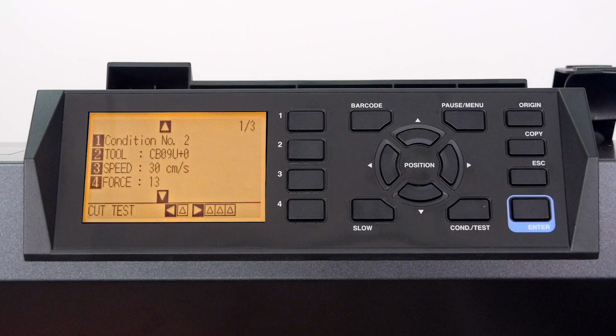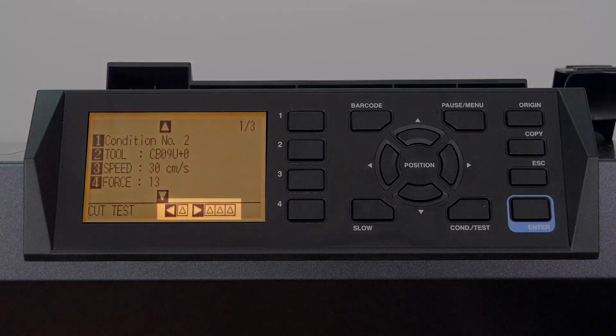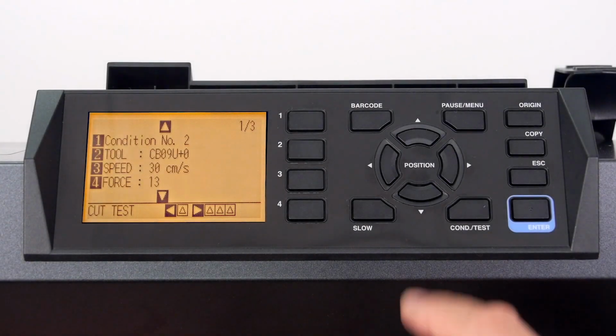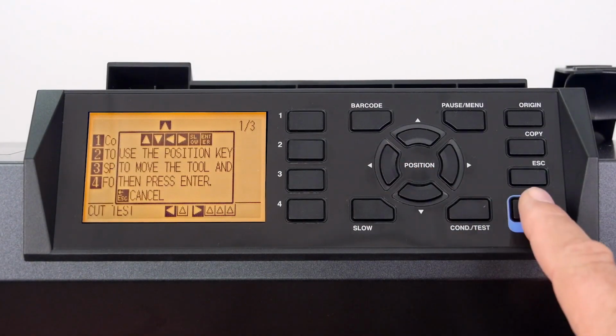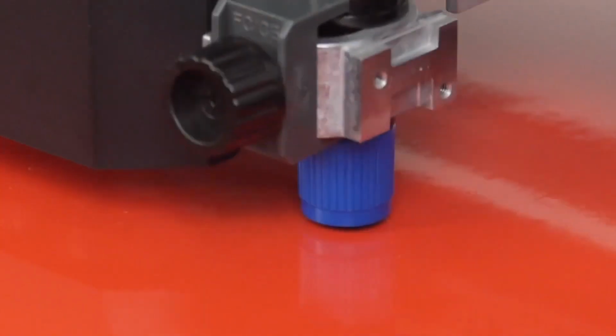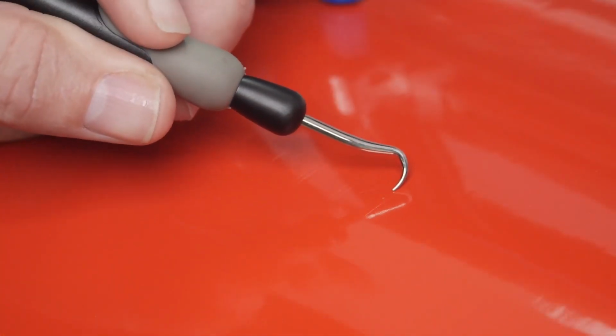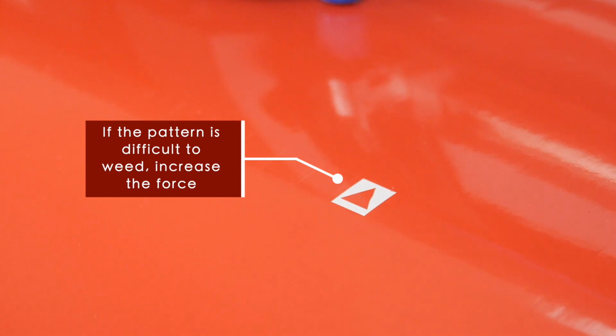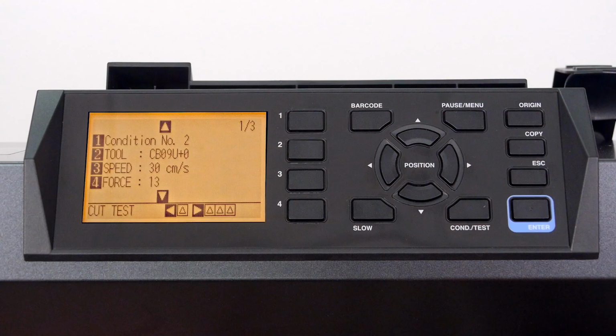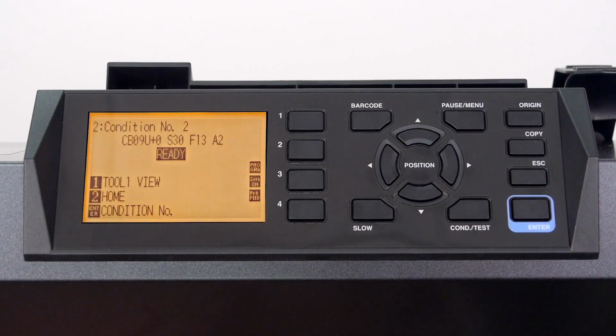Once a condition is configured for cutting, it's always a good idea to test the setting to make sure it's correct. At the bottom of the display, it shows that by pressing the left arrow key, we can have it cut a test pattern. Let's do that. This will cut one pattern to test how easily the material can be removed. Try to remove the outside square of the pattern, leaving the triangle. If the pattern is difficult to weed, increase the force. In our case, the pattern weeds out nicely, so we can keep the setting as is. To exit the condition menu, just press the Condition/Test key to get back to the default menu.